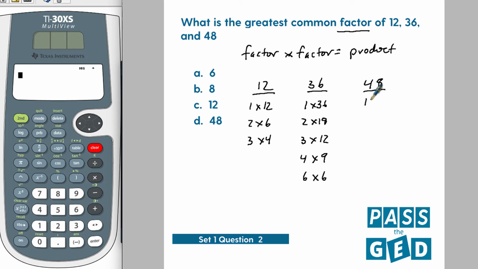So same thing over here. 1 times 48, 2 times 24, 3 times 16, 4 times 12, 5 doesn't work, 6 times 8, 7 doesn't work, and then 8 you'd be repeating. So now what's the largest number that they all share? Well, hopefully you saw it is 12. Okay, so the answer is C.